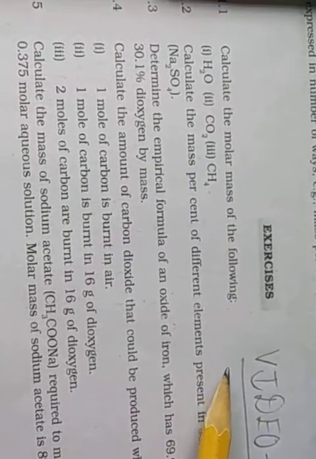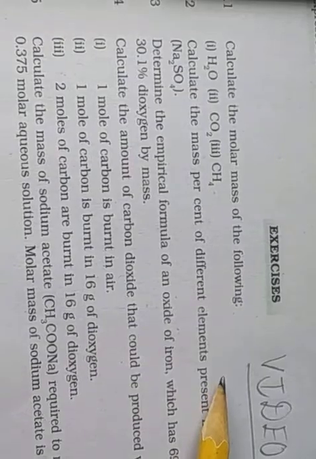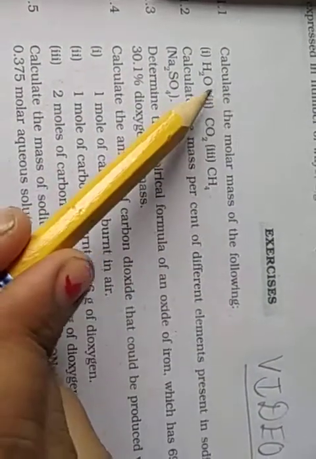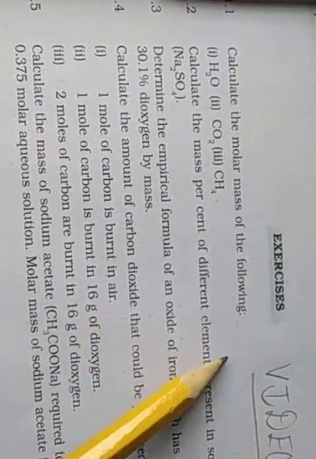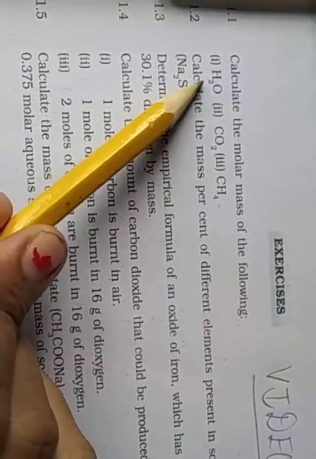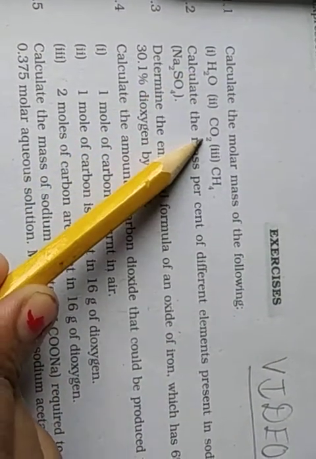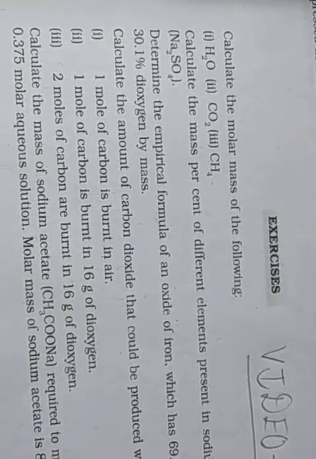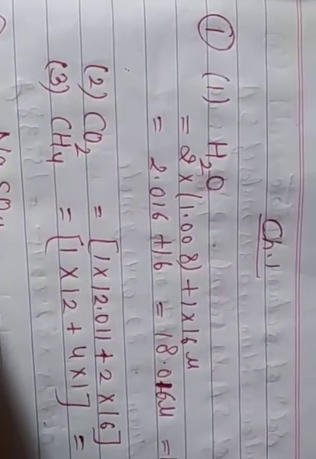In this video, I will explain the textual exercise questions of chapter number first. Question number first: calculate the molar mass of the following. First is water, second one is CO2, and then third one is CH4. Here you see the molar mass of water.